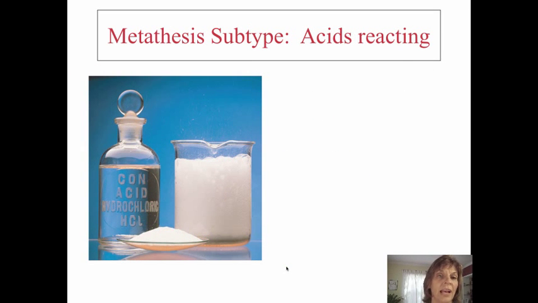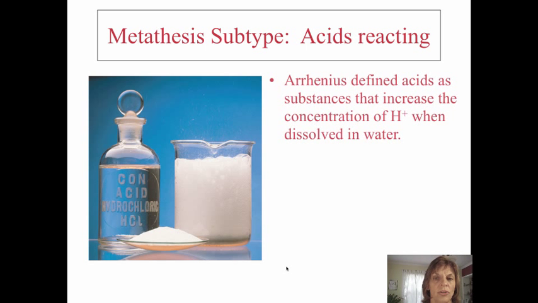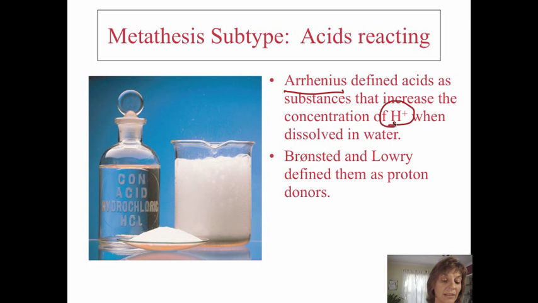Okay, another subtype are acids reacting. So let's go through quickly what an acid is by definition. Two main definitions, one by Arrhenius, the simple one that defines an acid as anything with a hydrogen ion being donated to the solution. This works almost all the time for our acids. Bronsted and Lowry broadened this definition a little bit to include proton donors. So it might not be a hydrogen donating the proton, it might be some other element.